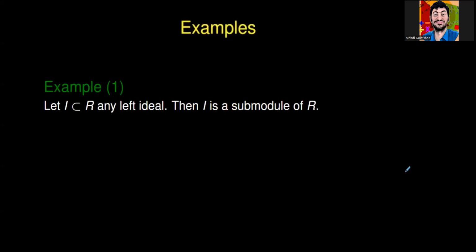So first example, R is any ring and I contained in R is any left ideal. Then I is a left R module of R, because we know that R is naturally a left R module, which is a trivial example, and the scalar multiplication is the multiplication in the ring R. And if you take any left ideal, this is always a left R module and it's a submodule of R.